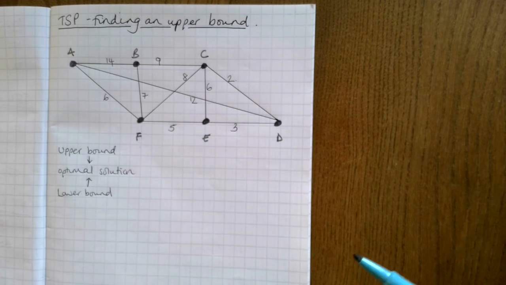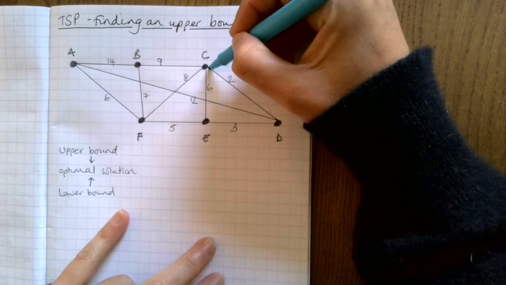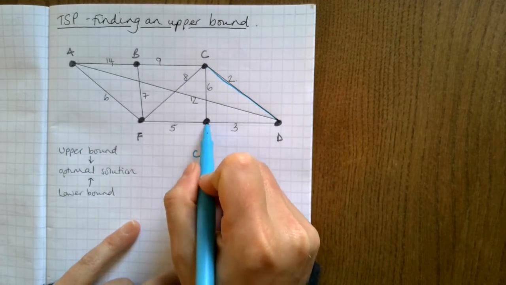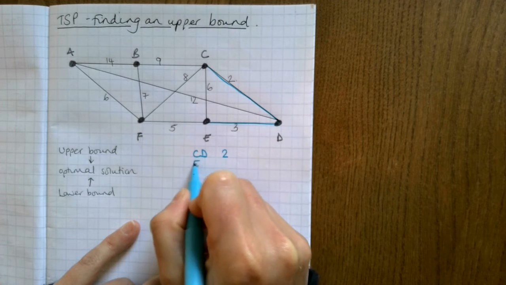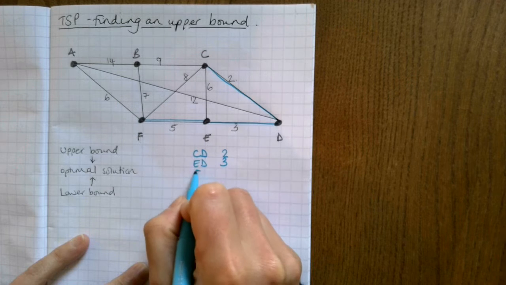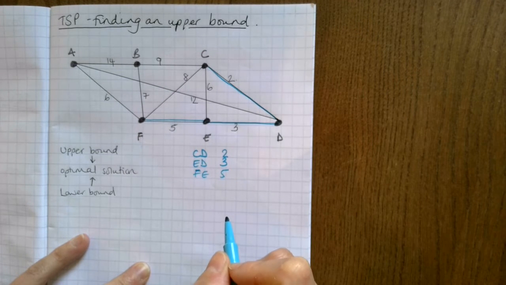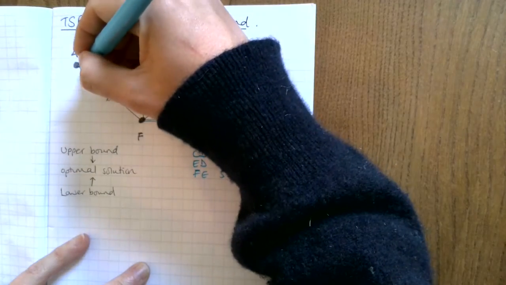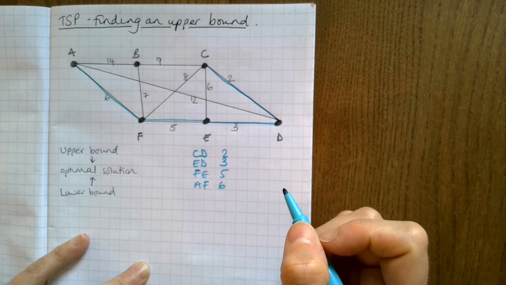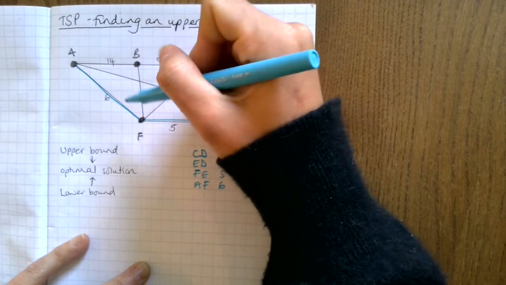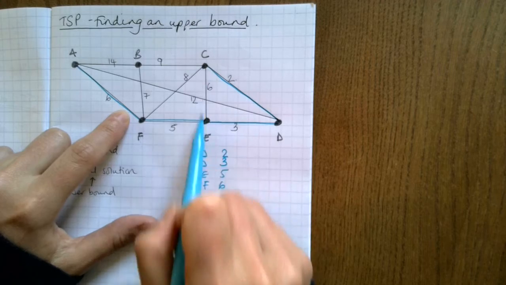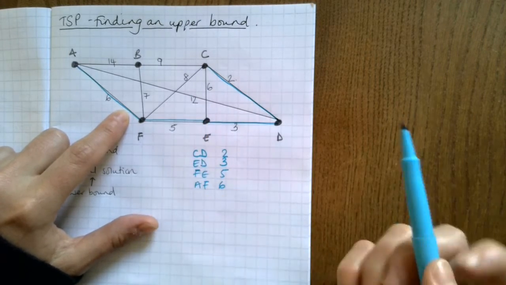If I start by using Kruskal's, the shortest arc is that one there, CD, and then ED, which is 3, and then FE, which is 5, and then AF, which is 6, and then BF, which is 7. Oh no, CE. Back there, I just automatically ignored that one because it would have created a loop. Sorry, I should have said that.